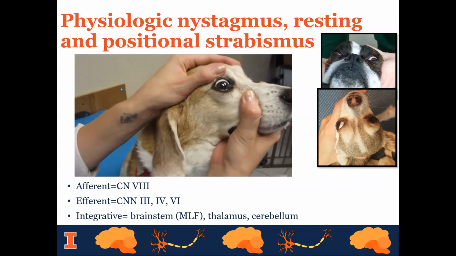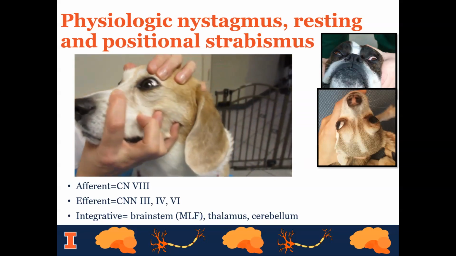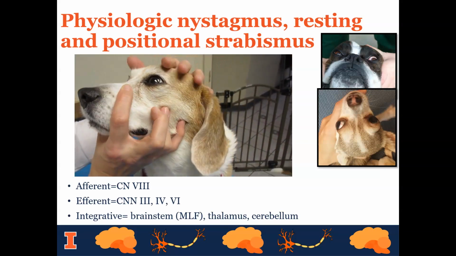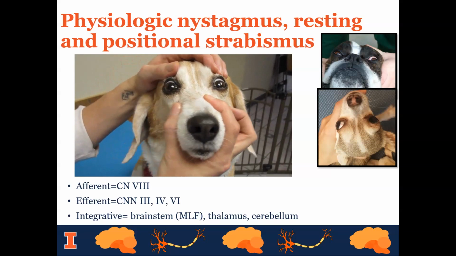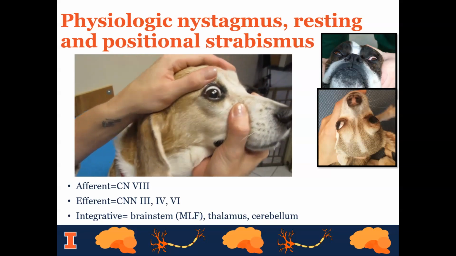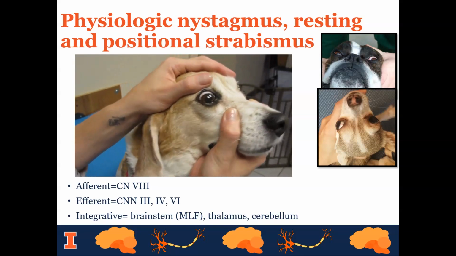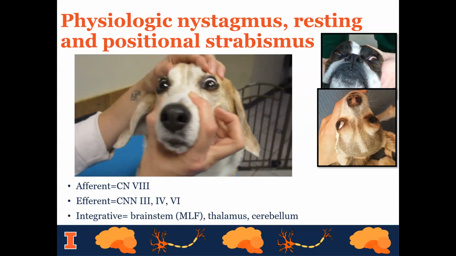Now we can also look for a resting and positional strabismus. So you can see on these pictures here on the right, as we lift these dogs' little noses up, we have an eyeball that drops or drifts down. So that's our vestibular or positional strabismus.